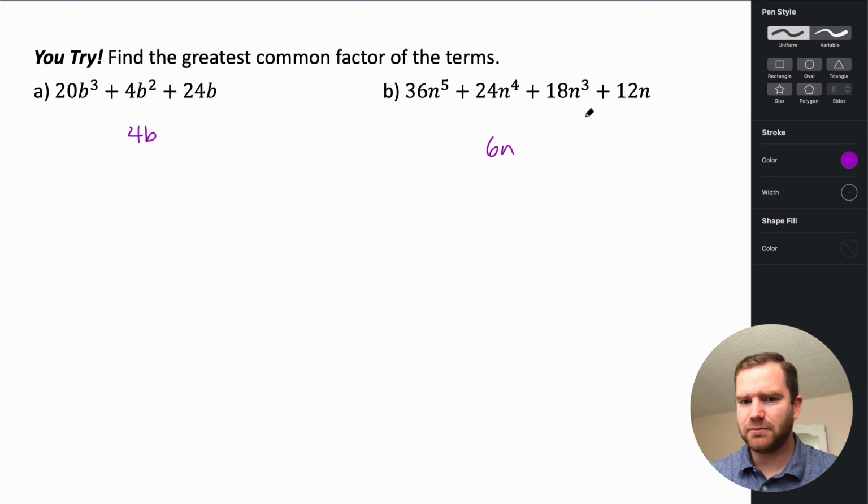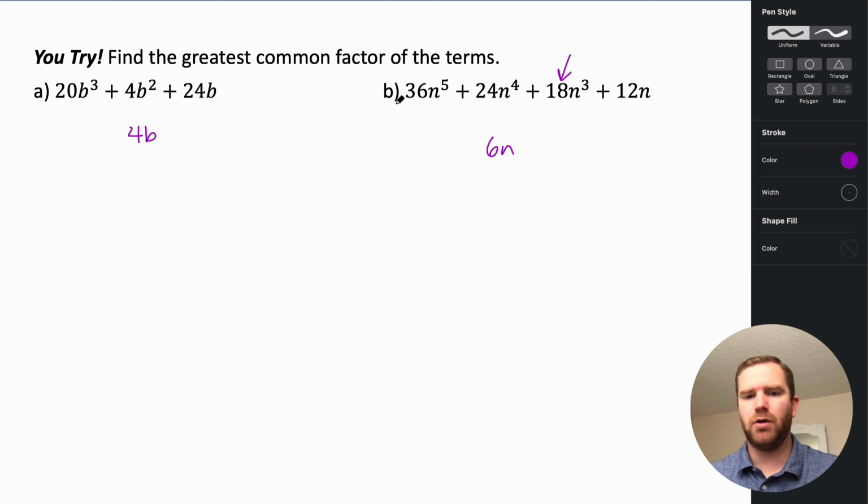Now this one was a little trickier because you probably, or maybe you were roped into the trap of all of them being divisible by 12. 36 is divisible by 12. 24 is divisible by 12. 12 is divisible by 12. All of them except this one can be evenly divided by 12.